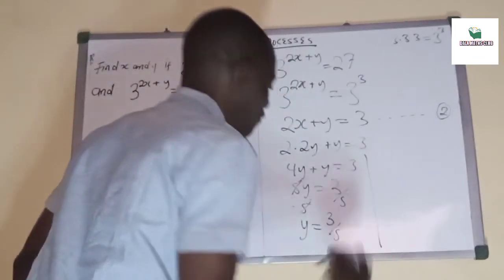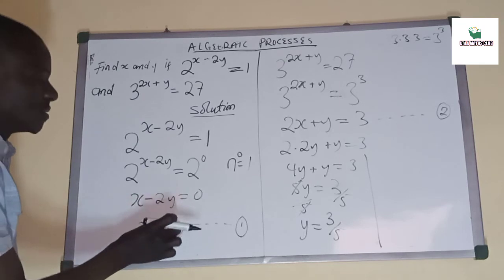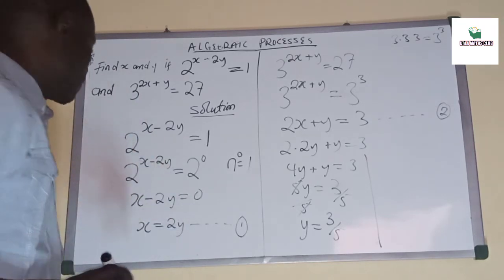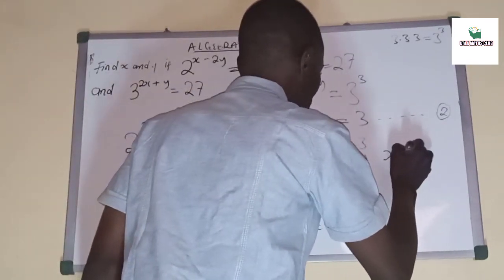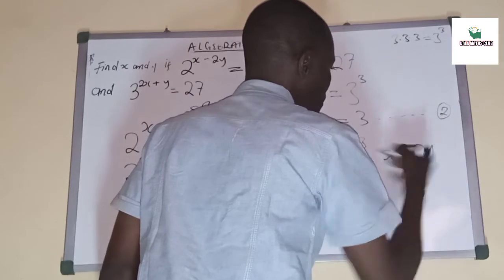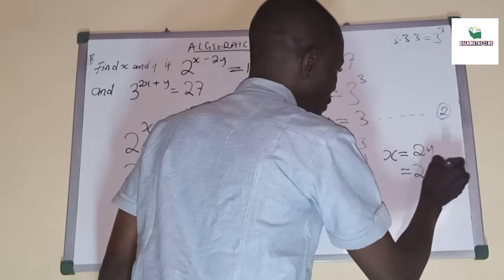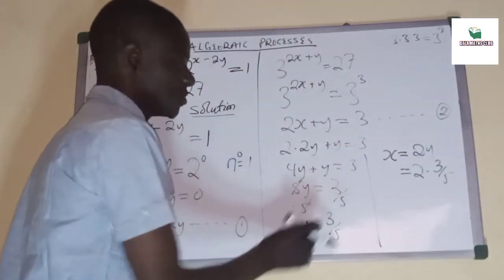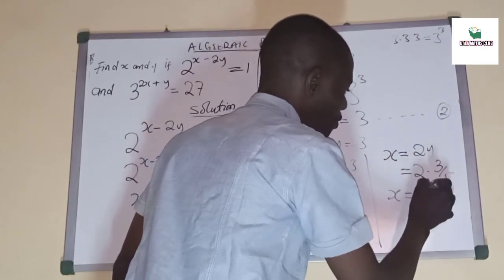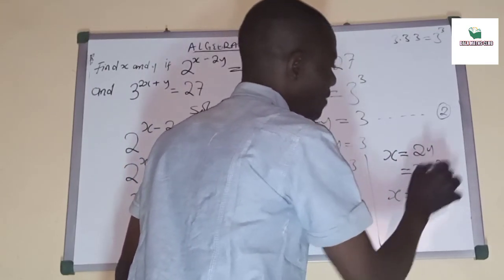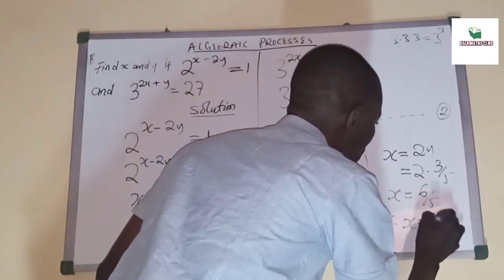Since we have the value of y now as 3 over 5, we now use equation number 1 to find x. From equation number 1, x is equals to 2y. So we say x is equals to 2 times 3 all over 5, because y is equals to 3 all over 5. So from here we have x is equals to 6 all over 5, because 2 times 3 will give us 6. So therefore our x is equal to 6 all over 5.